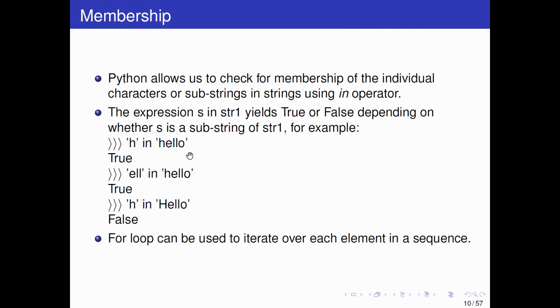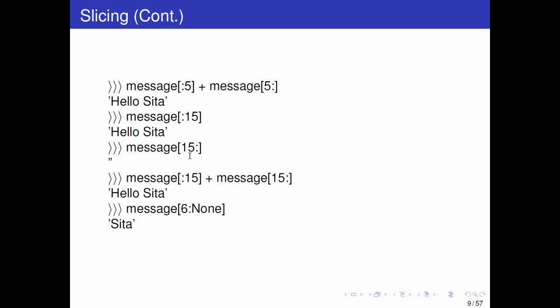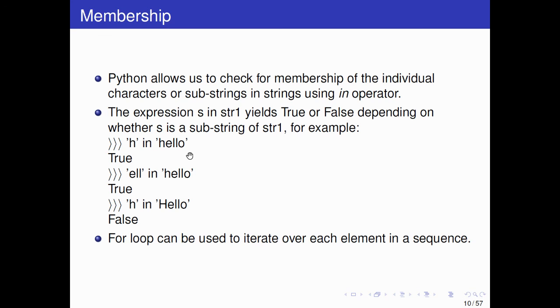Python allows us to check for the membership of individual characters or substrings in a string using the in operator. Substrings we were finding earlier using slicing, but here we use the in operator. The expression s in string1 yields true or false depending on whether s is a substring of string1.